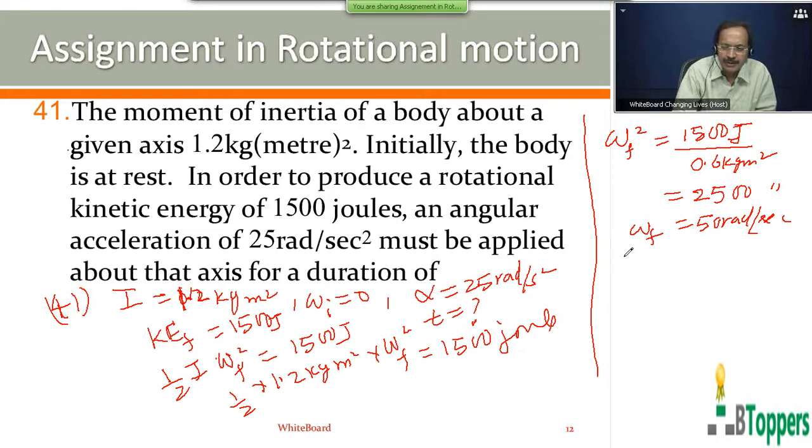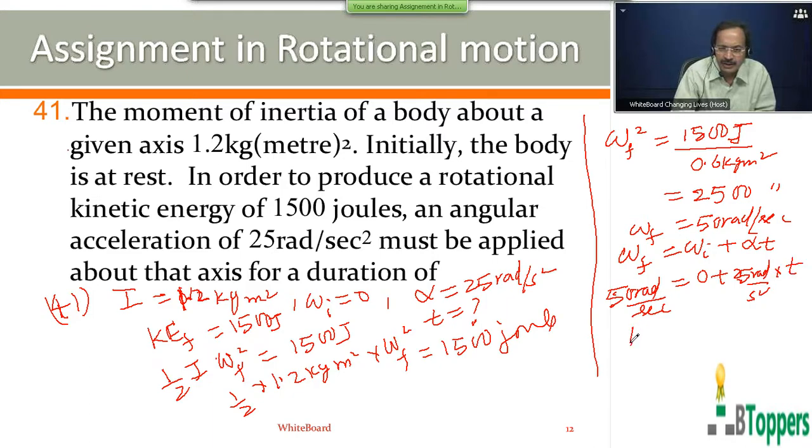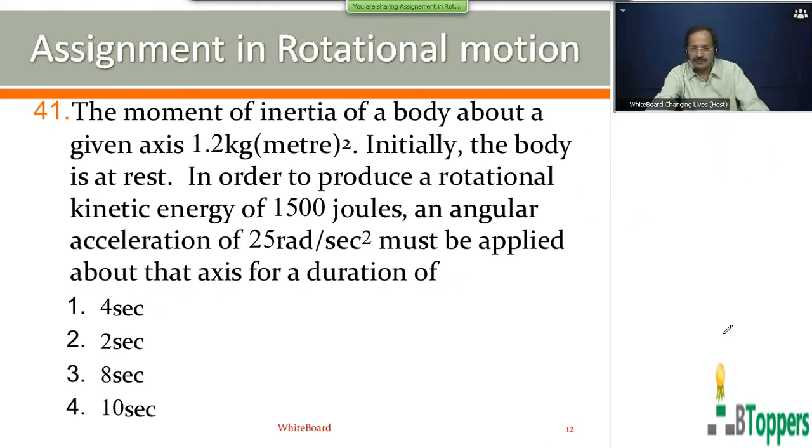Using the formula in rotational kinematics, the final angular speed is the initial angular speed plus alpha into t, where alpha is constant. The final angular speed is 50 radian per second. The initial angular speed is 0 because it is initially at rest. Alpha is 25 radian per second square. So you get t as 2 seconds. If you want to copy the solution of the problem, you can pause and copy it. So for question number 41, the second option is the answer.